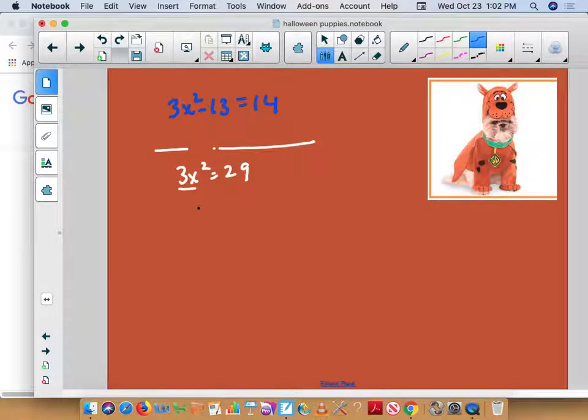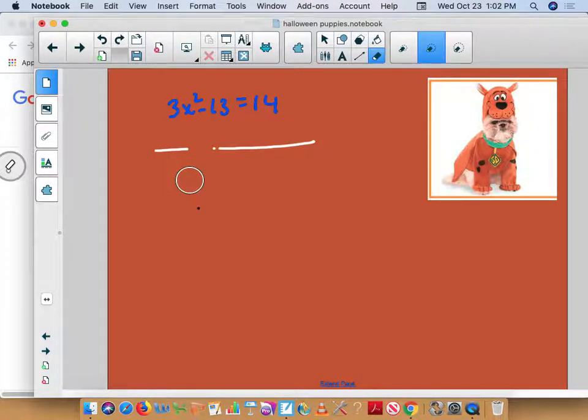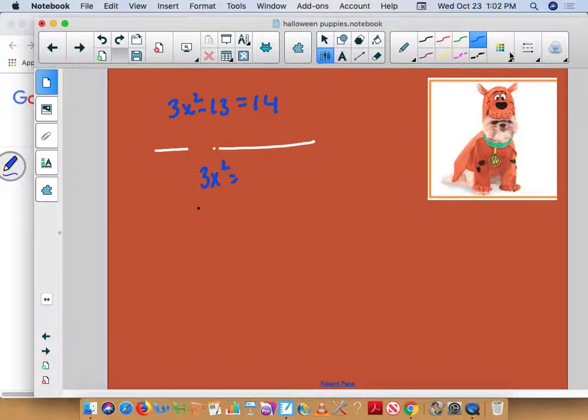Okay, so Gabby, we're going to add 13 to both sides. And that'll make the other side what? If you add 13, you'll get 27, and then Claire will divide by 3, right? Yeah.